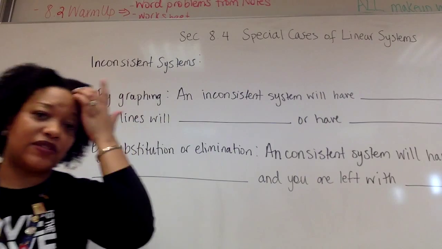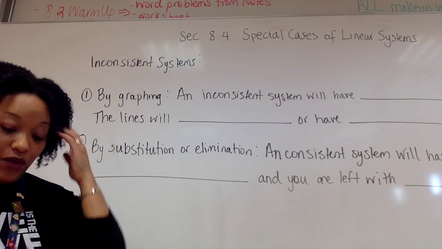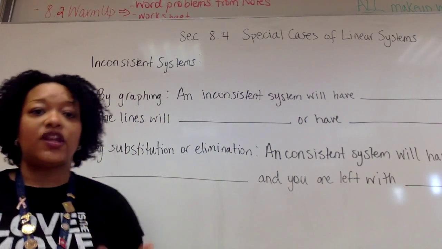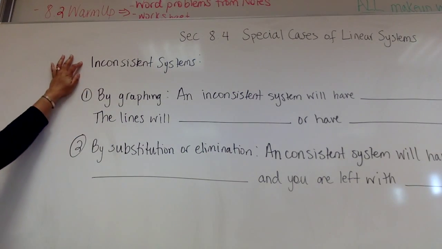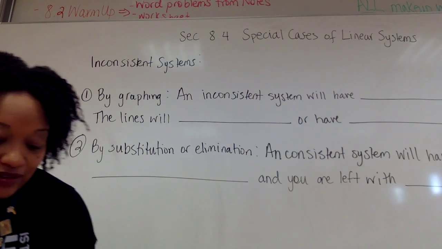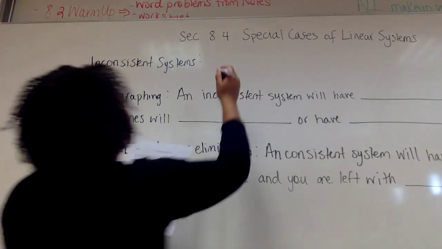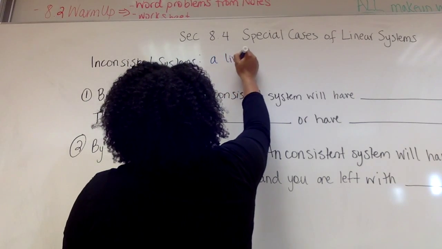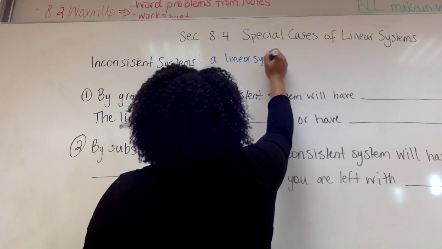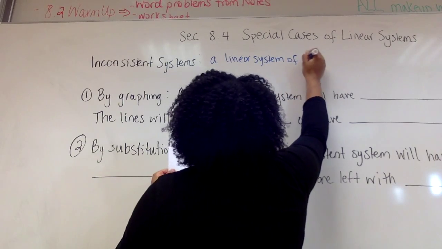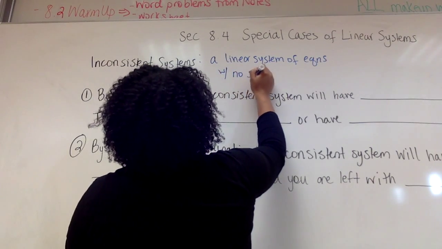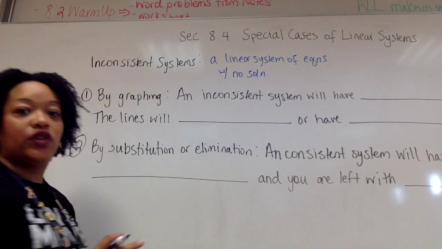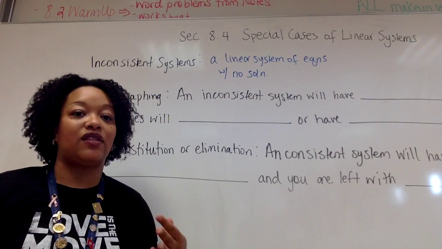There's two types of systems that will give you special solutions. These are your special cases. The first is your inconsistent system, okay? An inconsistent system is a linear system of equations with no solution. Now, we've heard of no solutions before, okay? So that's what makes it a special case.